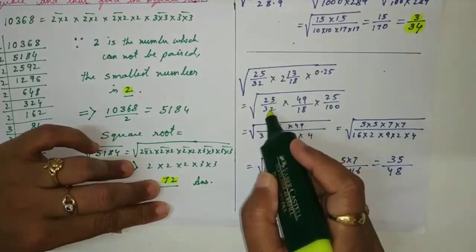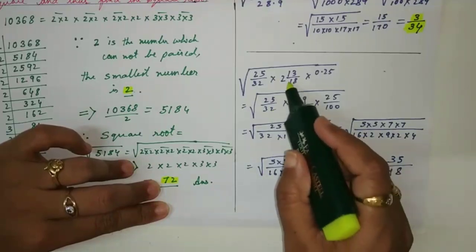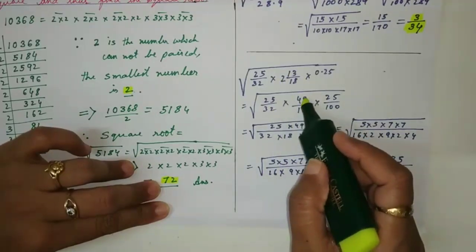So 25 by 32, there's no change. 18 into 2 plus 13 gives you 49 by 18.